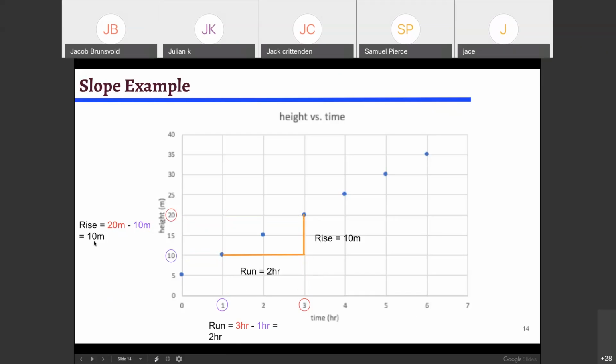Is that making sense? So the numbers just come from what the numbers were below my point, but it doesn't matter which point you pick as long as it's on the line. Okay, thanks. Yep.